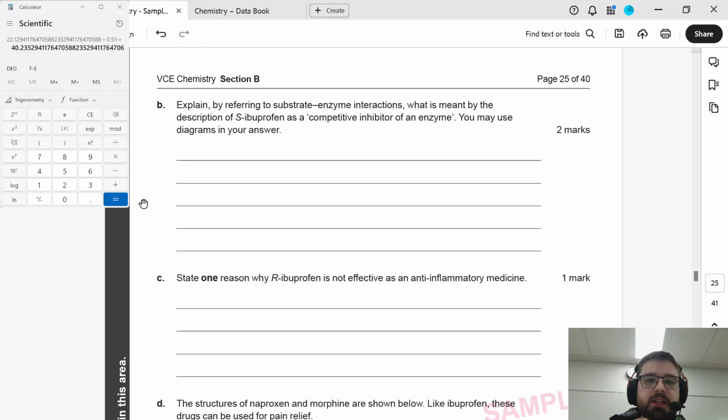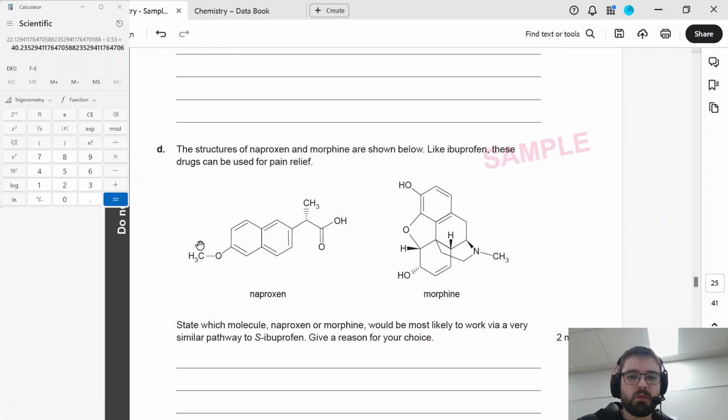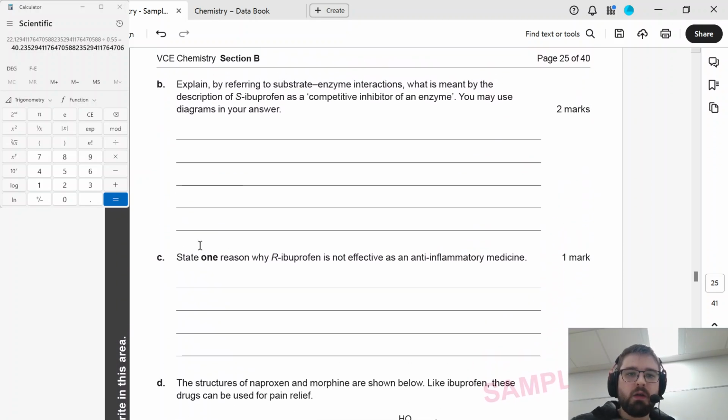Explain by referring to substrate-enzyme interactions what is meant by the description of S-ibuprofen as a competitive inhibitor of an enzyme. You may use diagrams in your answer. Substrate-enzyme interactions. So I mean, if I'm going to draw a diagram, this is not the best platform to draw something on.